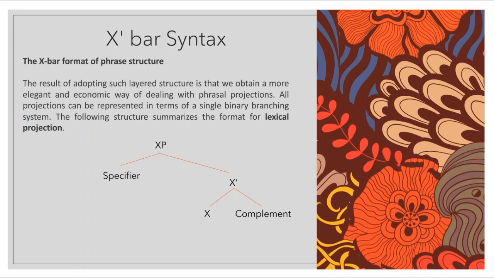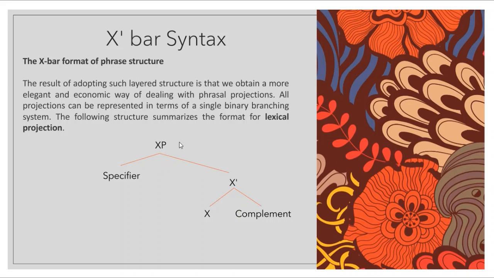The X bar format of phrase structure. Here we will see the conclusion, the result of what an X bar tree should look like. The result of adopting such layered structure is that we obtain a more elegant and economic way of dealing with phrasal projections. All projections can be represented in terms of a single binary branching system. The following structure summarizes the format of lexical projection. So binary means it has only two branches.